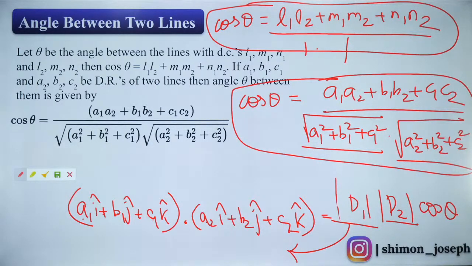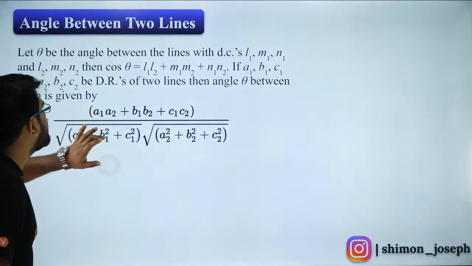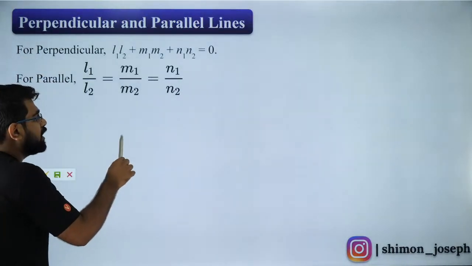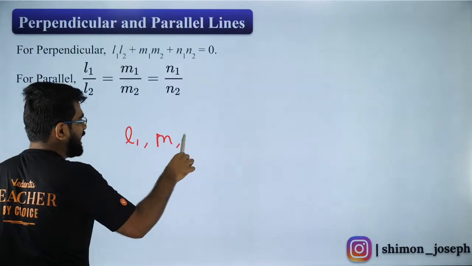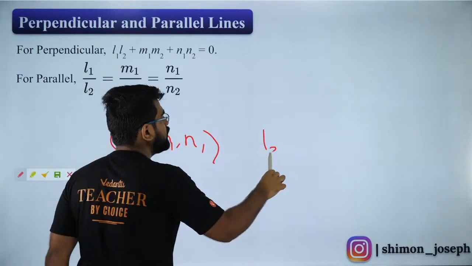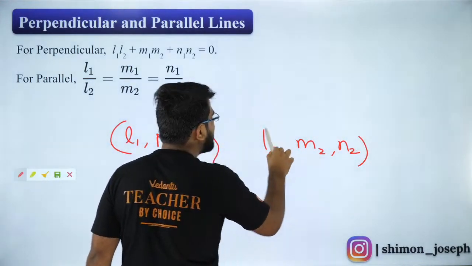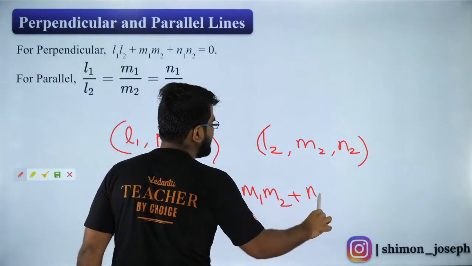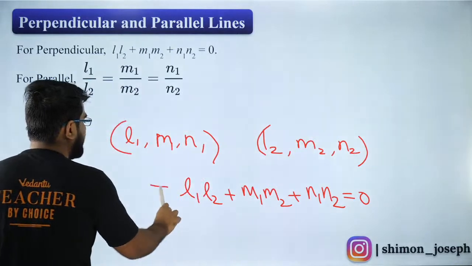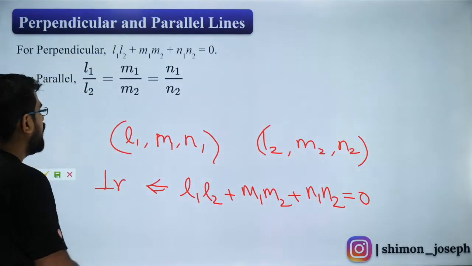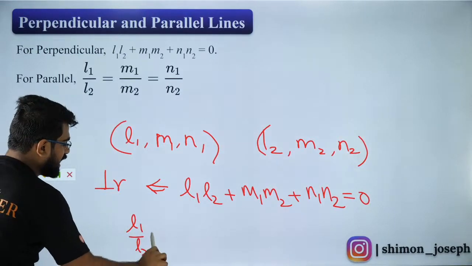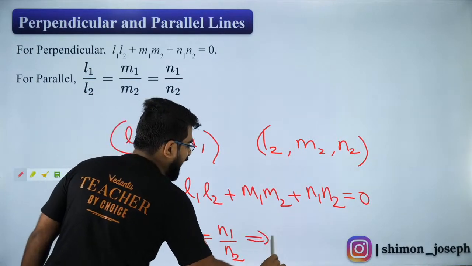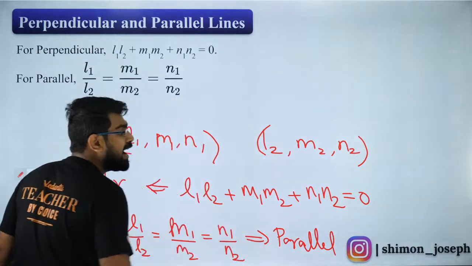Okay, so let us move forward to the next one, guys. Now, when do you say two lines are perpendicular? You say that two lines whose directions are L1, M1, N1 and L2, M2, N2 are perpendicular if L1 L2 plus M1 M2 plus N1 N2 is equal to 0. If this is 0, then the lines are perpendicular. But if they are proportional, then the lines are said to be parallel. Are you clear with this, guys?